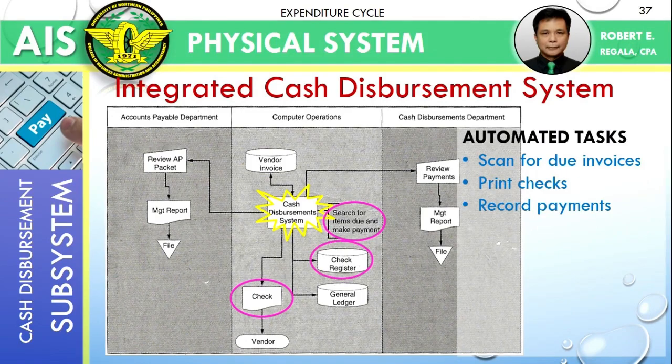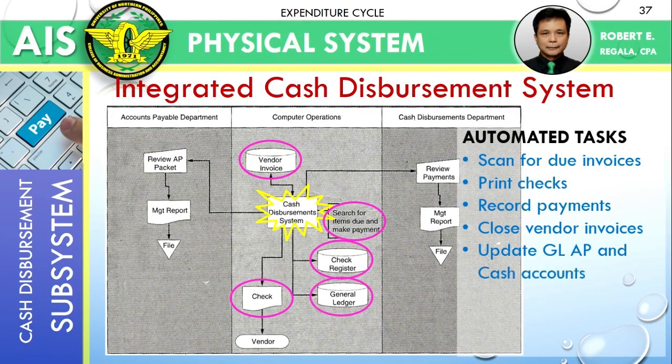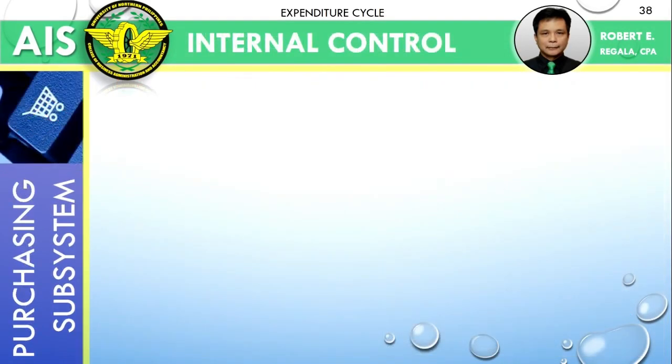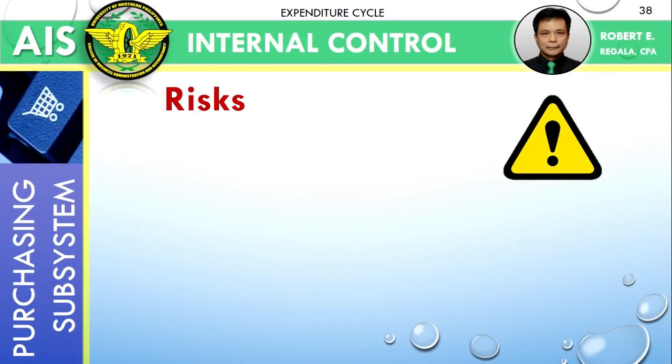2. The payments are automatically recorded in a check register file. 3. Vendor invoices are closed by placing the check number in a closed flag field. 4. The general ledger AP controlling and cash accounts are updated. And 5. Reports detailing these transactions are transmitted via a terminal to the AP and Cash Disbursements departments for management review and filing.